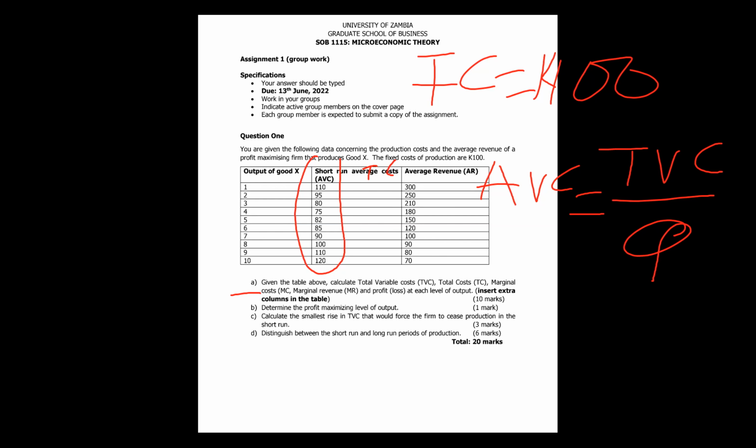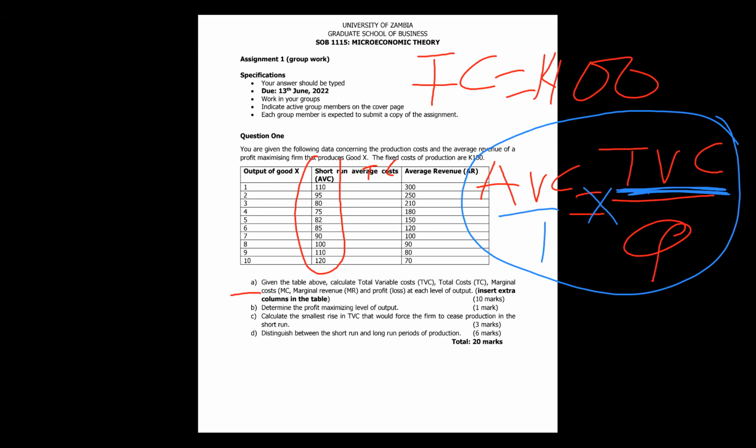So how do we find now total variable cost? How do we calculate for total variable cost in the schedule? Obviously, we make it the subject of the formula, isn't it? You just make total variable cost the subject of the formula by cross multiplying. This is basic algebra. So total variable cost will be equal to AVC times output, isn't it? Once you multiply AVC times output, it will give you the column for total variable cost.